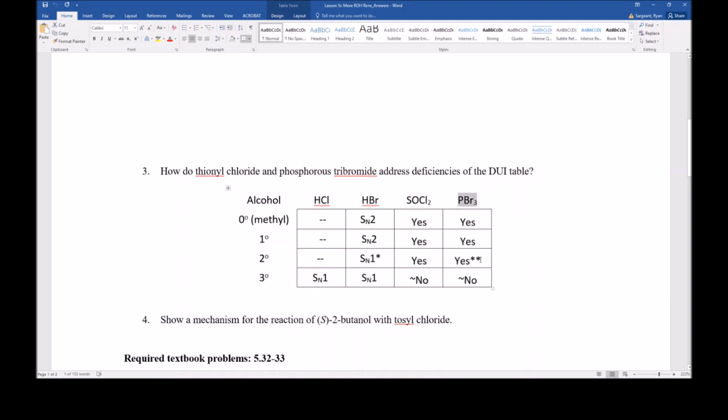PBr3 addresses primarily this issue right here. Secondary alcohols have a tendency to shift when you react them with hydrobromic acid. PBr3 does the exact same chemistry. It replaces an alcohol for a bromine, but it does not allow a shift to occur.